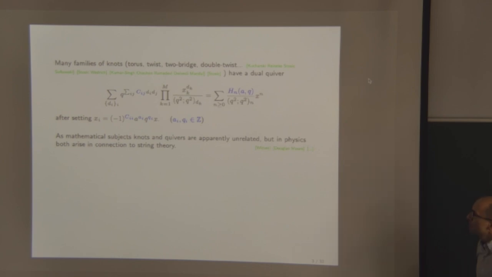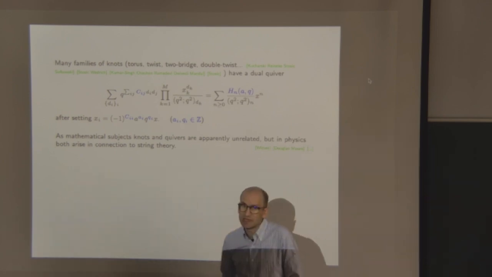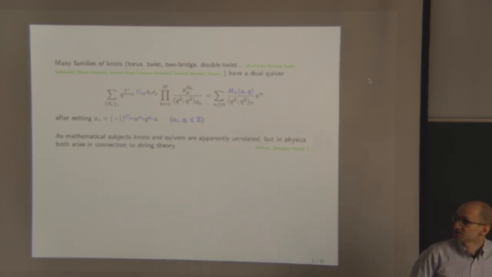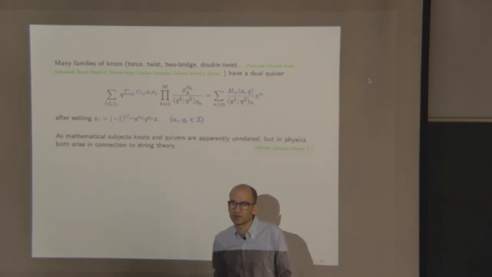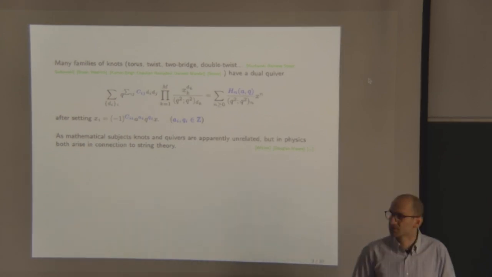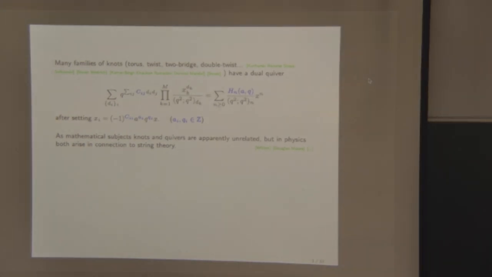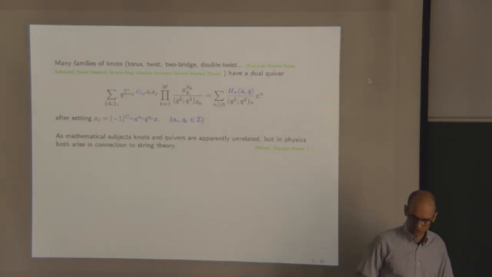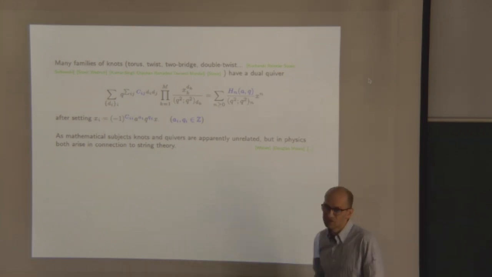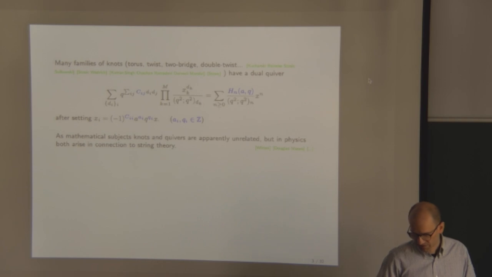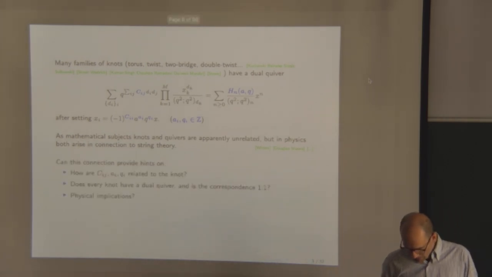Now, one reason why this is very interesting to me is that as mathematical subjects, knots and quivers appear to be very, very different, but in physics, they're known to arise in the same context. They both arise in the context of string theory. Of course, knots came up a long time ago in work of Witten on Chern-Simons theory, and quivers also came up sometime in the 90s in the description of the world volume dynamics of D branes.